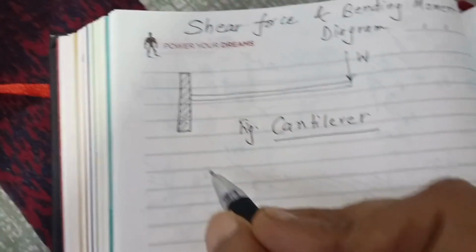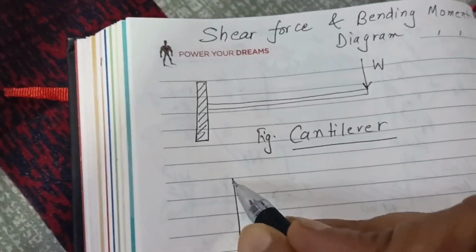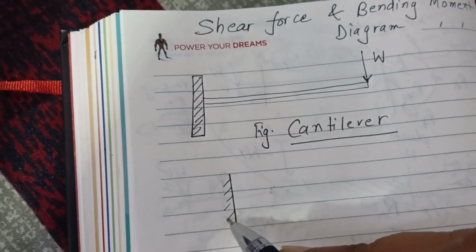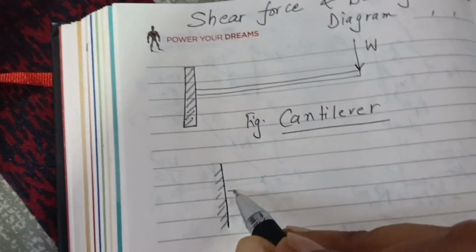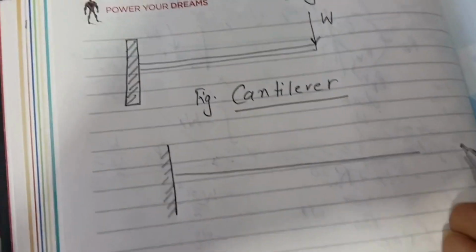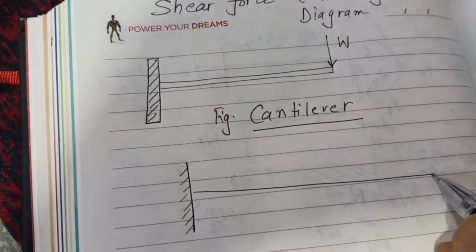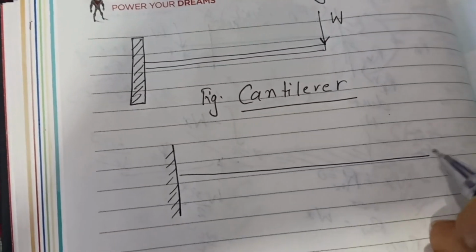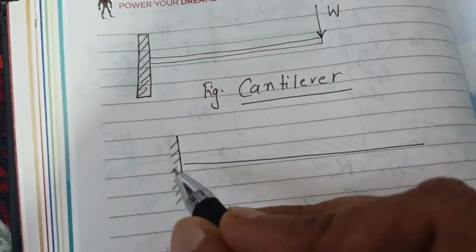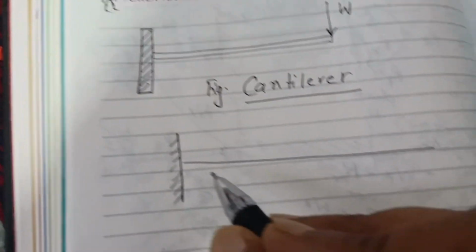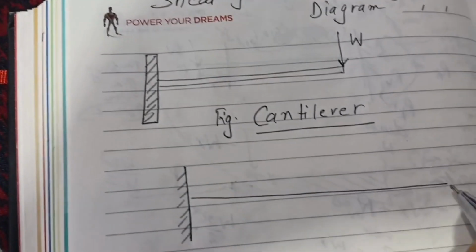Let me draw another one for you. We can simply draw a line, and this is the symbol for the fixed end, and this is the beam that is free at its one end. This is free, there is no support or hinge, nothing is there. At its one end it is fixed, so we call it a cantilever. And this is the free end.